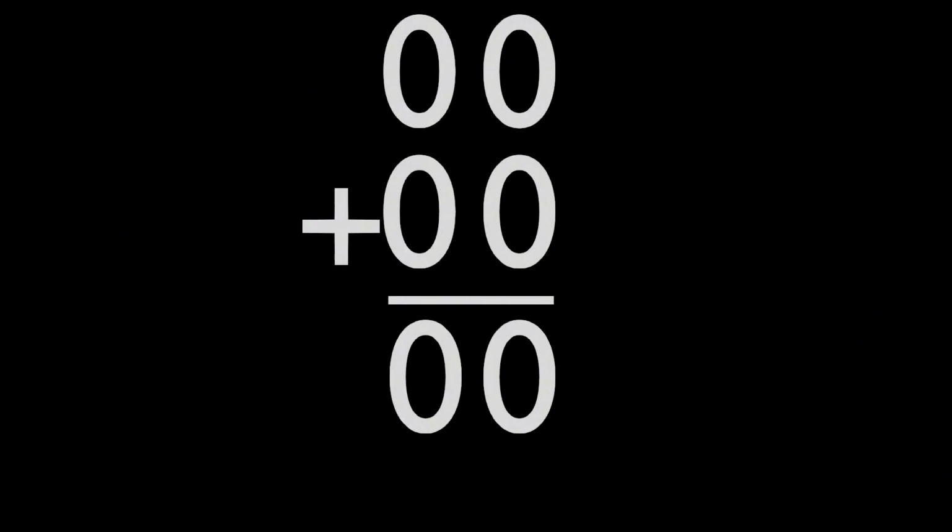So, looking back at our addition, let's focus on the first digits of this number, and figure out all the combinations we can possibly have. If both of the first digits are 0, then the output will be 0. Makes sense. 0 plus 0 is 0. If one of the inputs, though, is 1, the output will be 1. 1 plus 0 is 1.